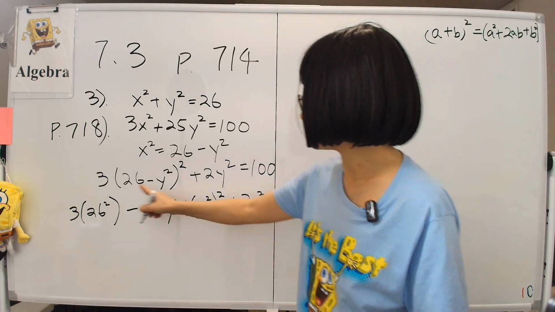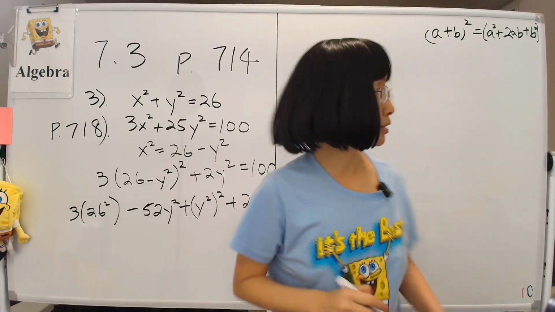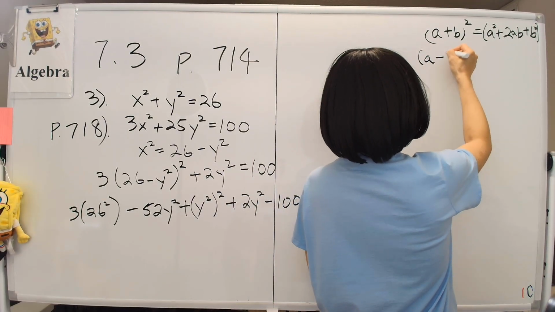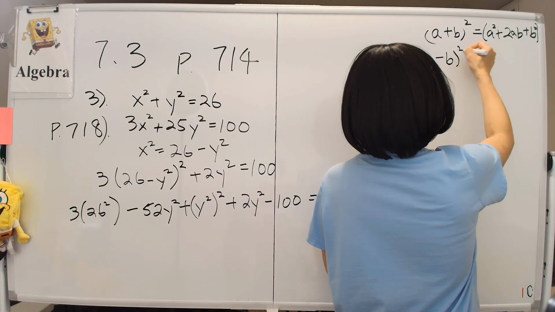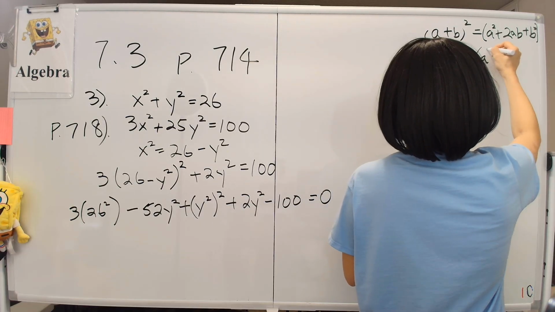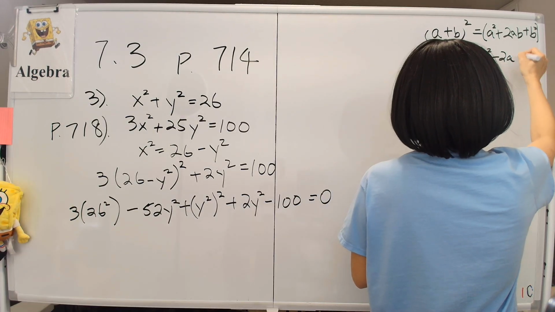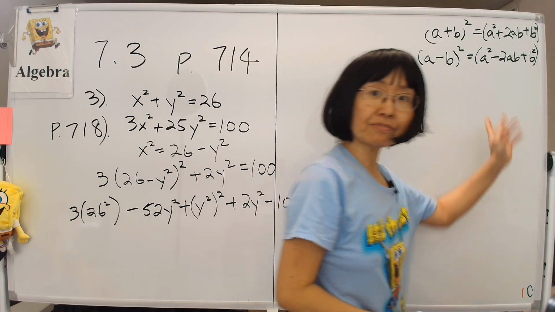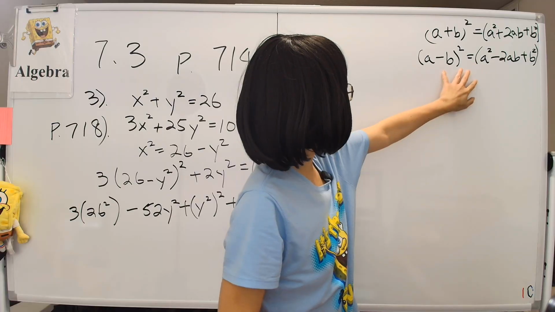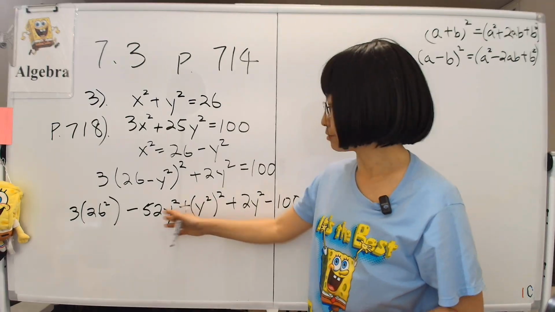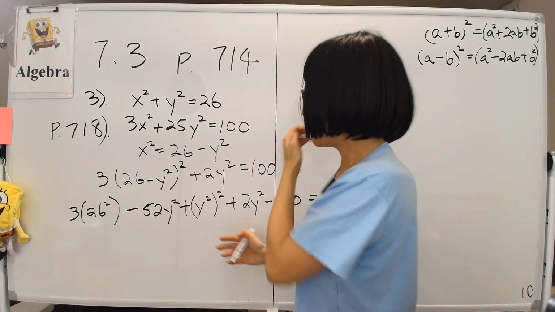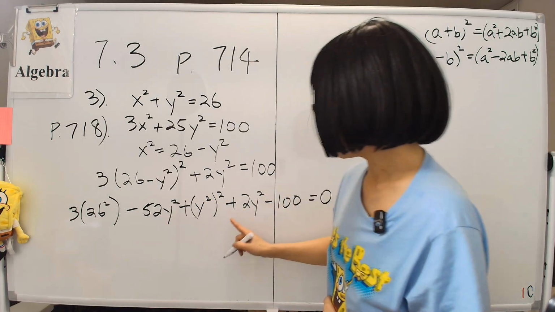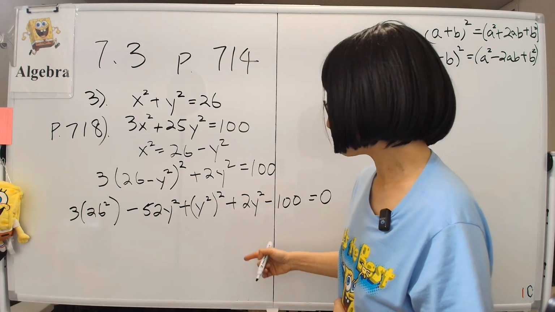I did this multiplication with a formula similar to this. There's a formula that says (a minus b) squared equals a squared minus 2ab plus b squared. That is a formula from chapter 1. So please look this up, or just multiply this out the regular way. Either way works, and the formula probably makes it a little faster, but whatever works for you.